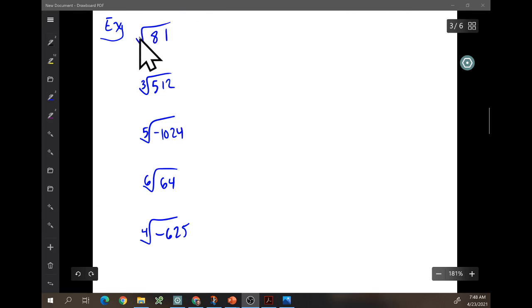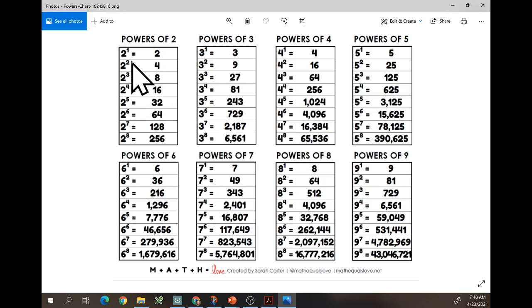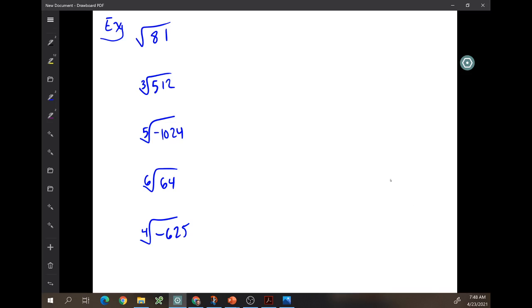Square root, there's a 2 here. So what number to the second power gives 81? You should know this in your head, 9 times 9. But if you don't, just look for something with the second power giving 81. I'm just going across the second row, and we see 9 is there. So our answer will be 9. Now, we need to be careful though. It was even, so our answer is actually 9 or negative 9.